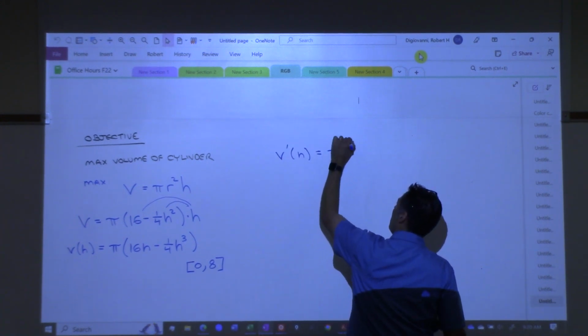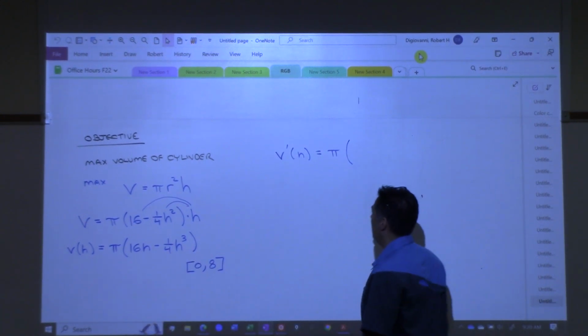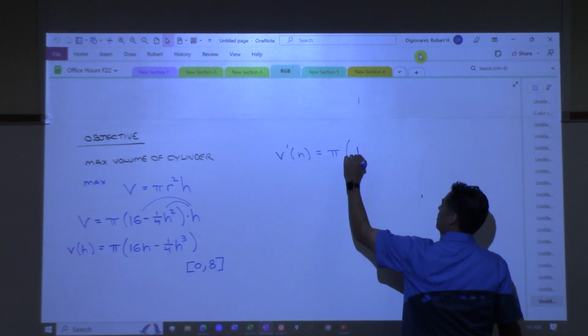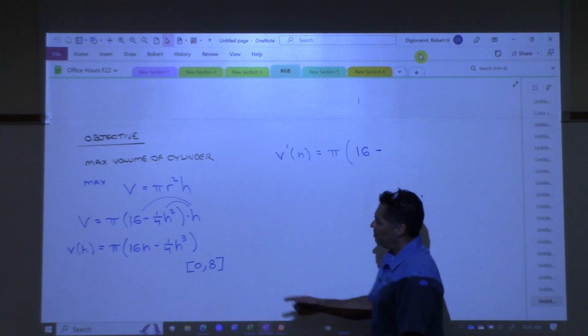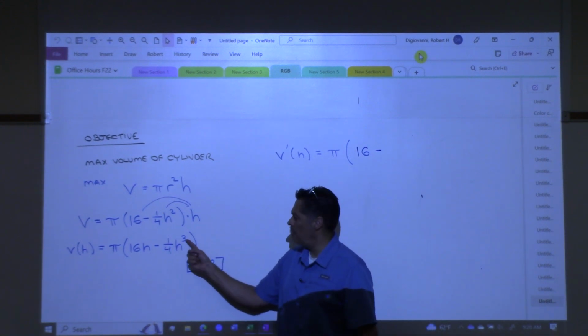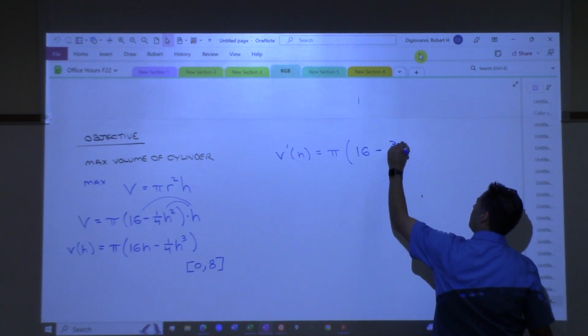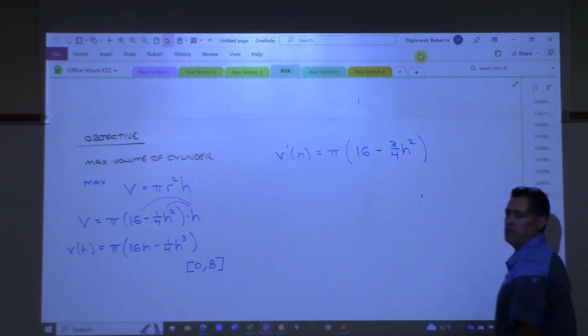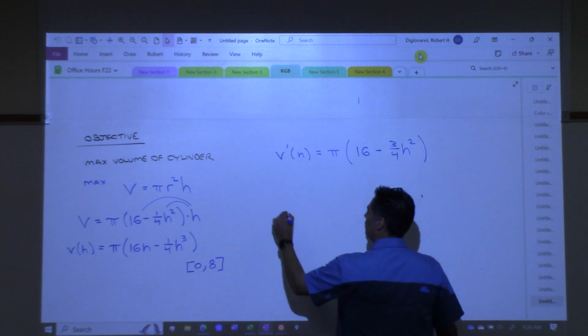Pi is going to come for the ride, right? It's just going to come for the ride. And now I'm taking derivative of this in here. What's the derivative of 16h? Just 16, okay, and then minus. Okay, this 3 power rule, the 3 comes out, right? 3/4. So the 3 over the 4 h to the second power, and we're done, right? We're done. Pretty clean, nothing crazy there. Now I'm going to set this equal to 0.